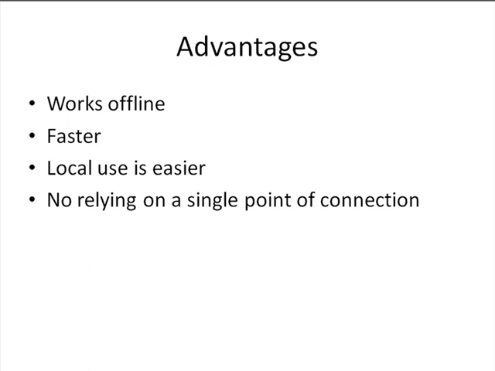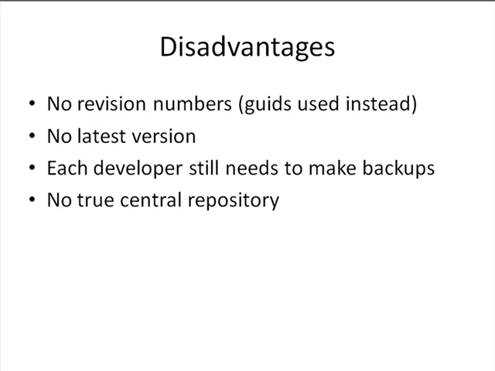Now, there are also some disadvantages with the distributed model of version control. First of all, there are no true revision numbers. While you do have revision numbers when you commit to your local repository, when you're going to push out changes to other repositories, there's a GUID that's generated and used instead. So that means if you tell Sue, I want you to take a look at this file at revision 17, revision 17 for you may not be revision 17 for Sue.